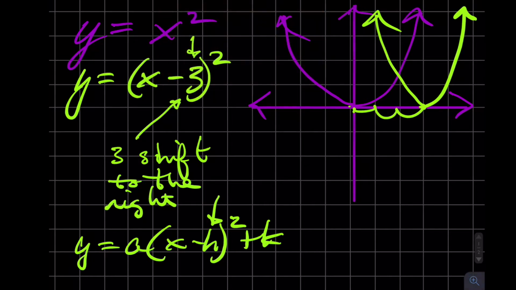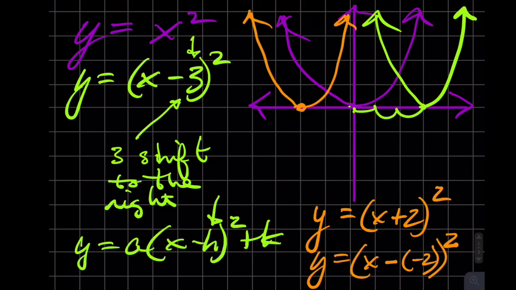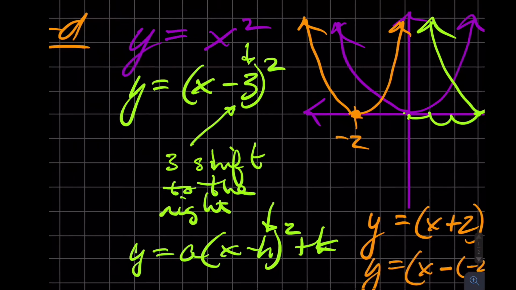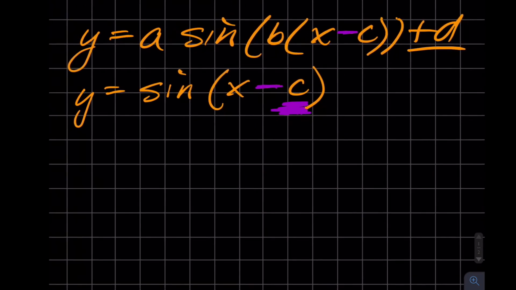If, in contrast, I had y equals x plus 2 squared, that would be like writing y equals x minus negative 2 squared. I would take the parabola and shift it to the left 2 units, so its vertex was at negative 2. Okay? So in the same way, the trig function works the exact same way. So let's look at an example.